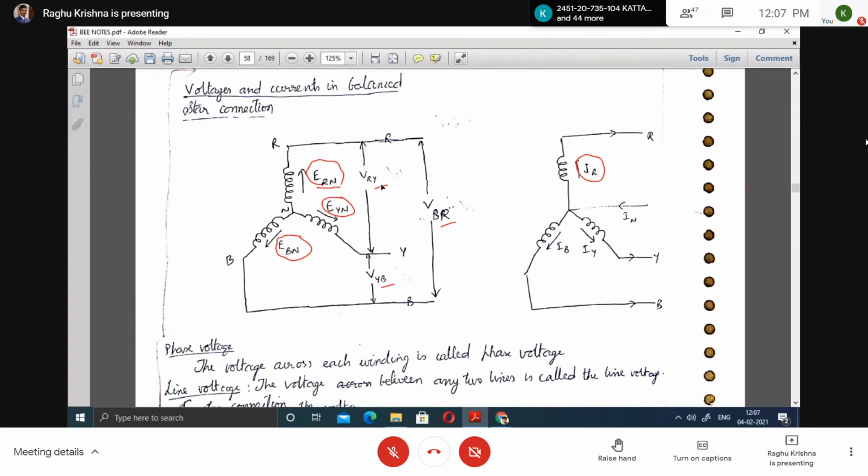Is it clear? The first difference is that the phase voltage is different from the line voltage. But the phase current is equal to the line current. The phase current is IR. What about the line current? It is equal to IR. The same current will be flowing through the phase and the line.